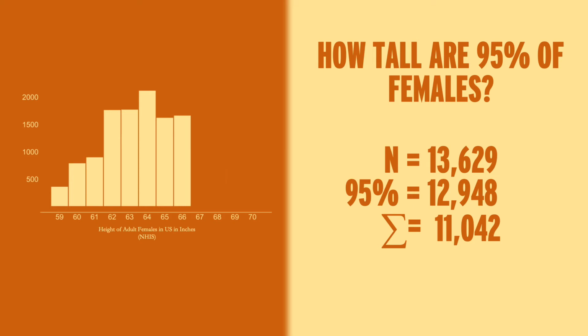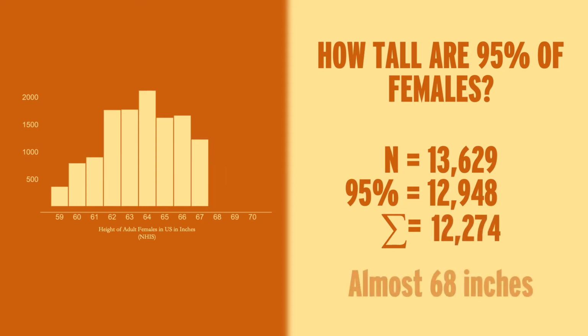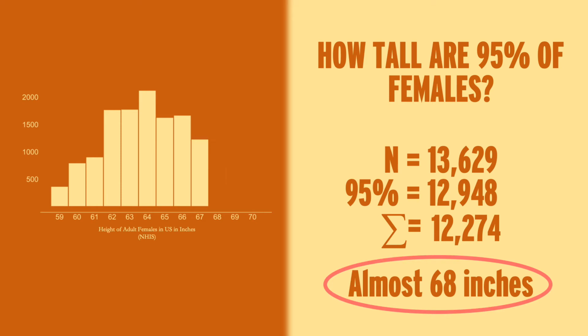11,042 women are 62 inches or shorter. At 67 inches, we include 12,247 of the women in the data. And at 68 inches, we have gone over the 95th percentile, but just barely. 13,003 is only 55 women more than our target of 12,948. So the value is less than 68 inches, but just barely. So we can conclude that our answer is almost 68 inches.